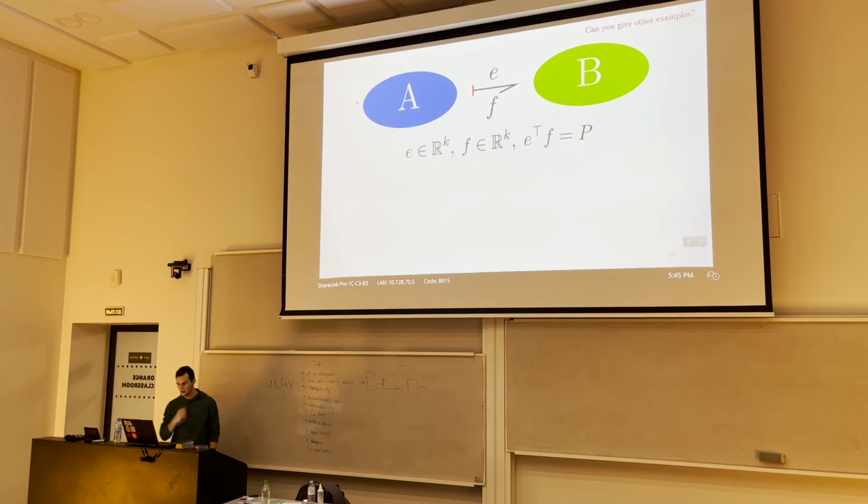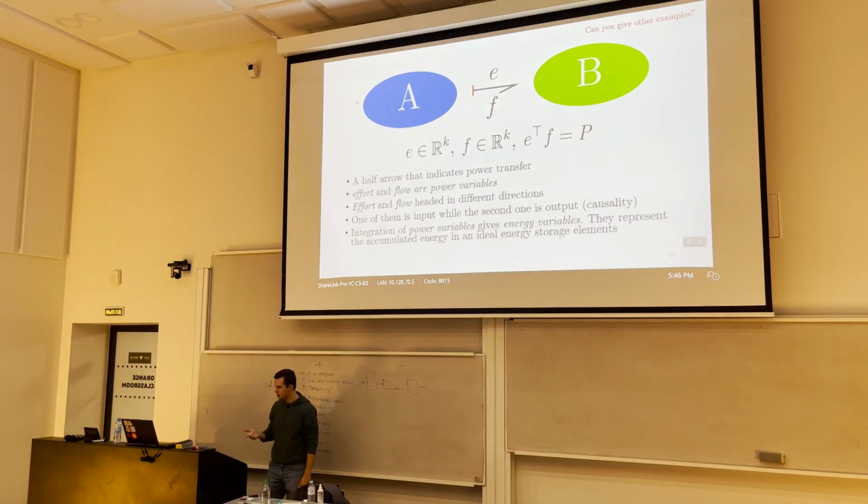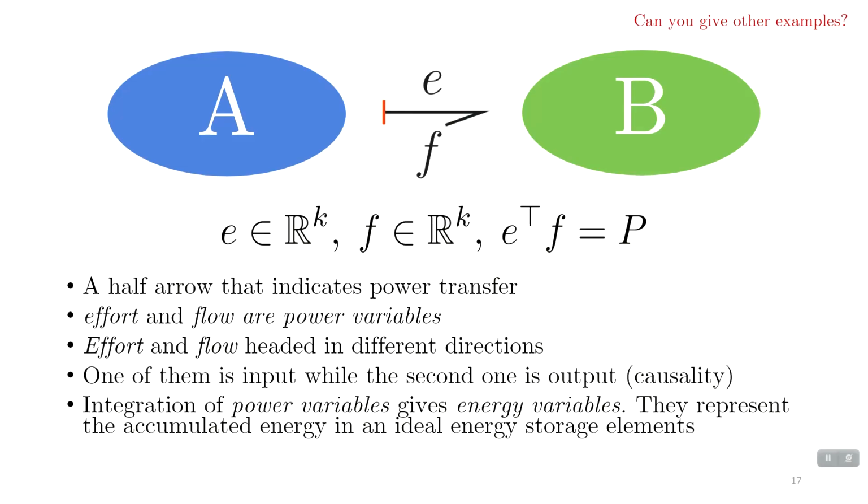The effort is the covector as flow is vector? Correct. And effort and flow are called power variables. And if you integrate them, you will have energy variables. For example, velocity: if you integrate velocity, you will get x, position. Position is proportional to the energy.